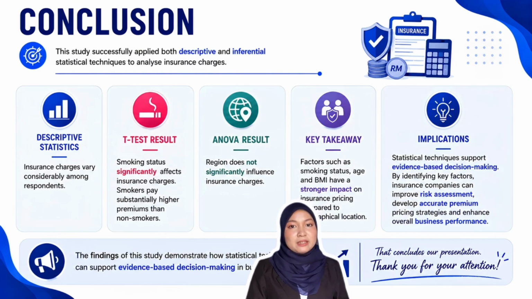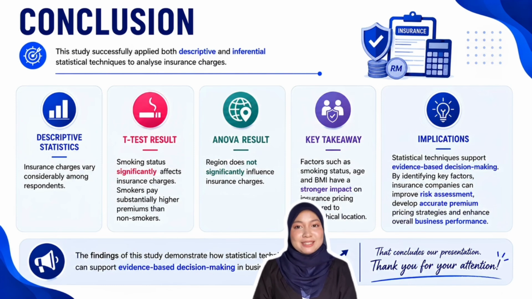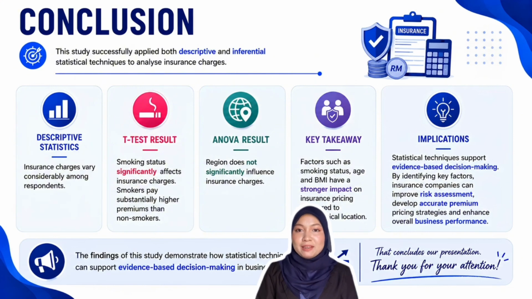Overall, factors such as smoking status, age, and BMI appear to have a stronger impact on insurance pricing compared to geographical location. The findings of this study demonstrate how statistical techniques can support evidence-based decision-making in business. By identifying factors that significantly influence insurance charge, insurance companies can improve risk assessments, develop more accurate premium pricing strategies, and enhance overall business performance.